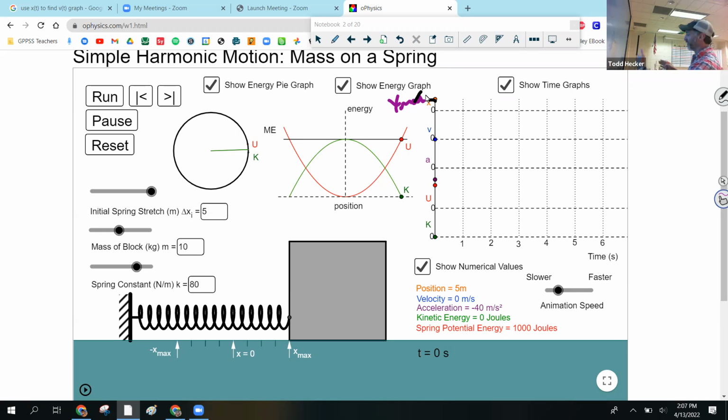Sorry, I'm getting a little dyslexic here. So the graph is going to start out like this, and then it's going to get steeper, steeper, steeper as it speeds up. Then it's going to slow down and get less steep, less steep, less steep, right? Then it goes the other direction.